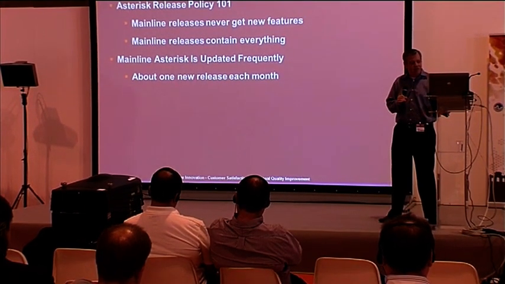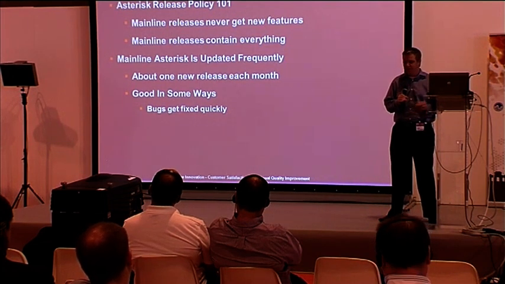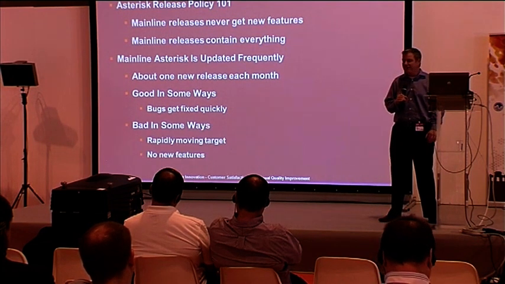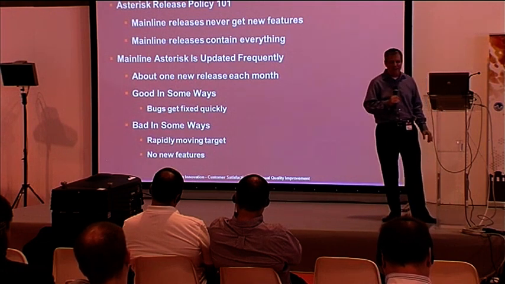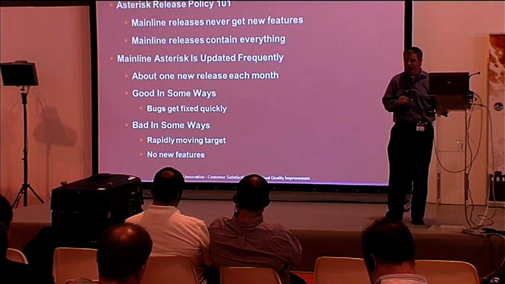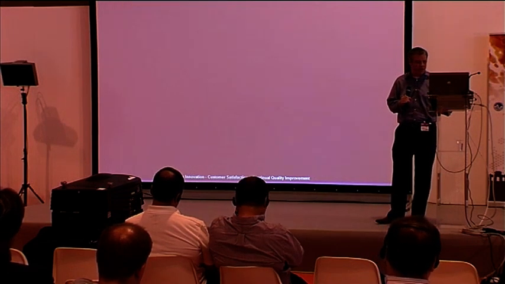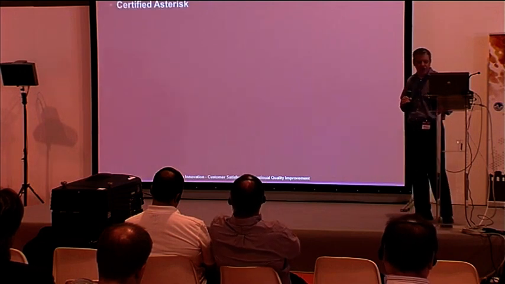And again, our release policy of once a month for point releases was great because it fixes bugs quickly. But in some ways, it's bad for commercial customers because they've got no way of keeping up with that. So after talking to them, they said, we would prefer something that comes out on a quarterly basis rather than a monthly basis. And that's where Certified Asterisk comes in.